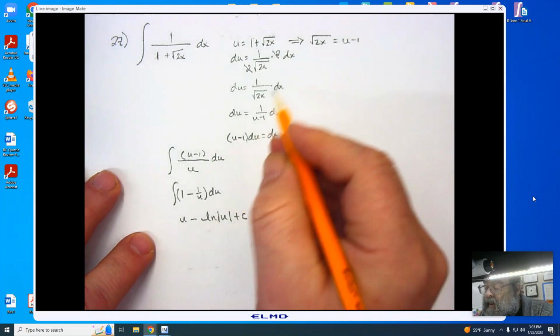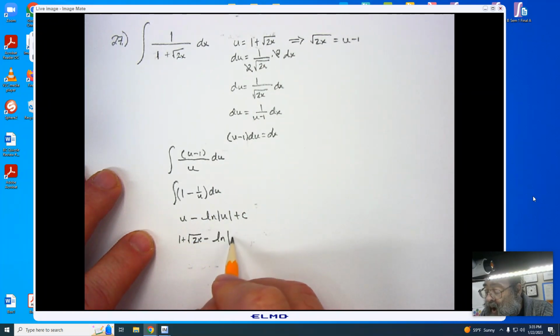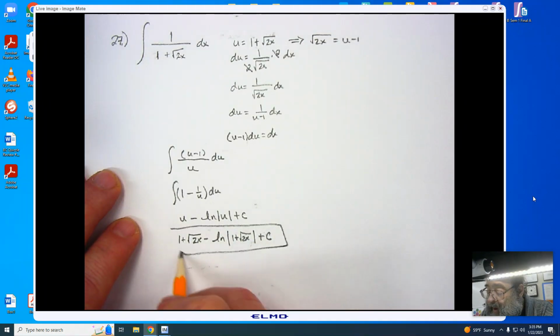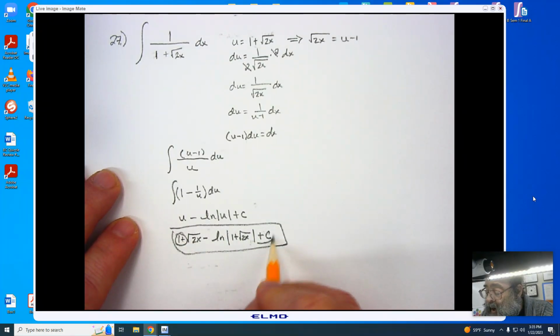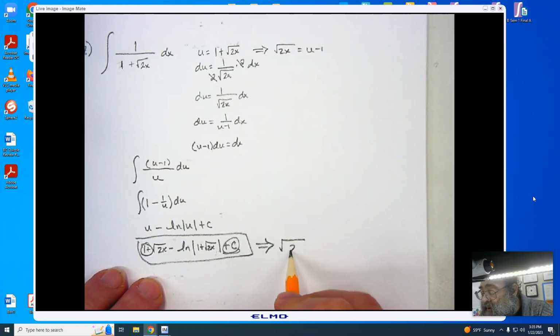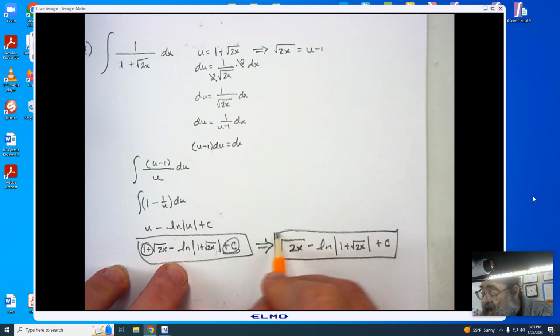And now I'm going to go ahead and put the various pieces back in. 1 plus the square root of 2x minus the natural log of 1 plus the square root of 2x, and then I have plus c. Now be aware, this constant here and this constant here can be added. So the actual answer, if you were to get this on an AP test, would hide that constant inside of C. And we would have this as the answer.